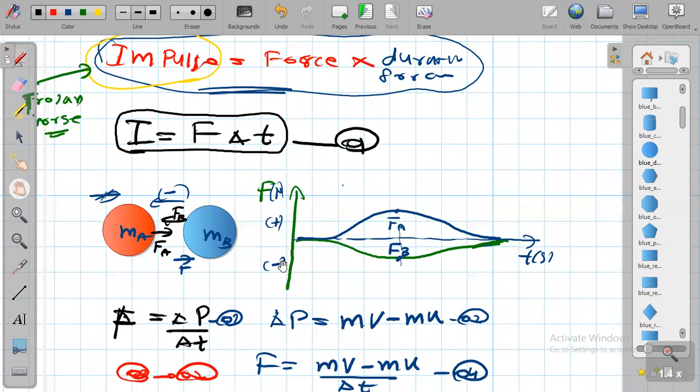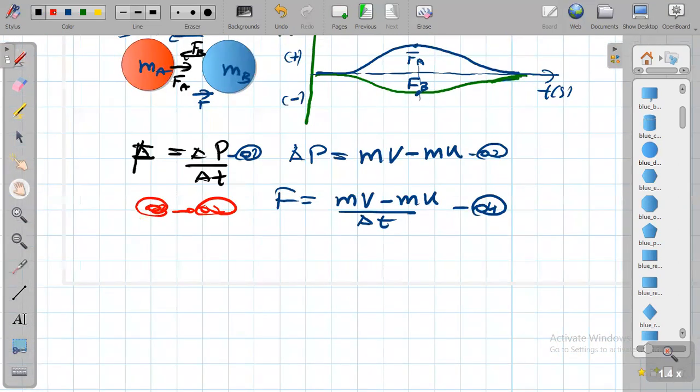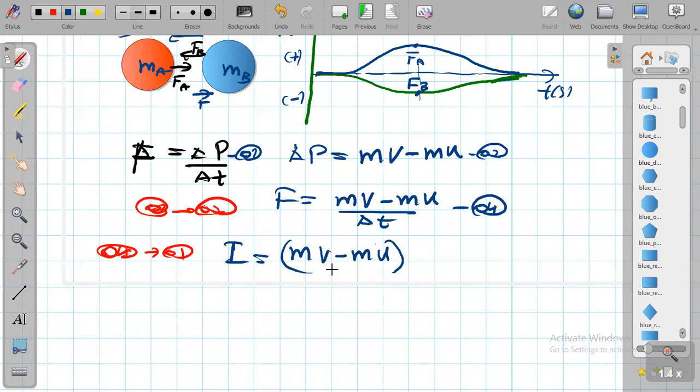Right. Now substitute this into equation number 1. I'm going to substitute equation number 4 into equation number 1. You may get impulse equals mv minus mu over delta t, times delta t. So delta t is going to get cancelled off.